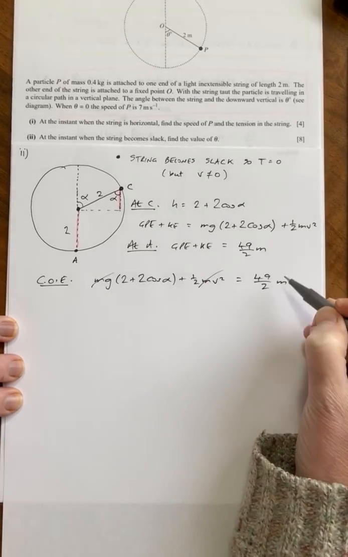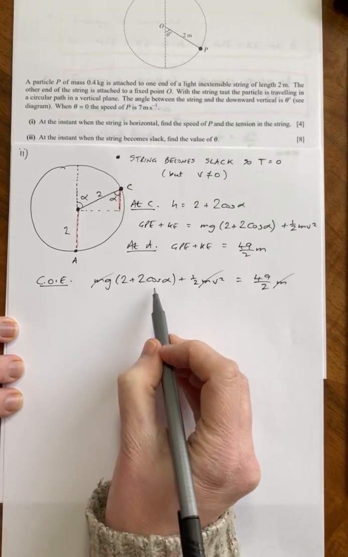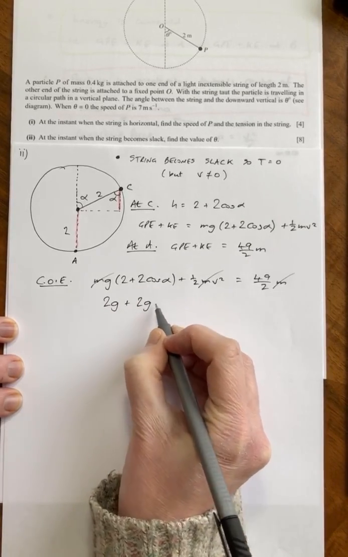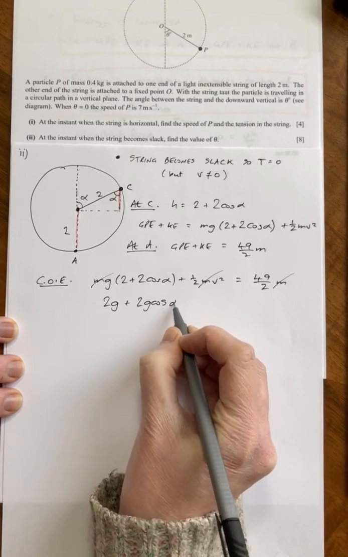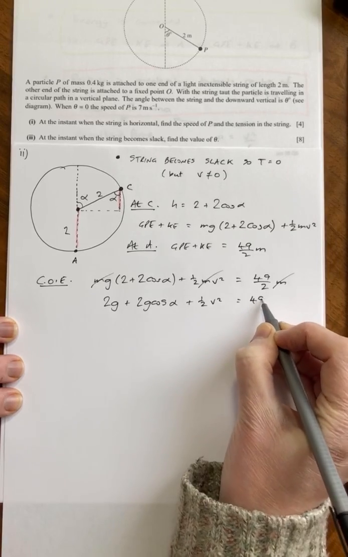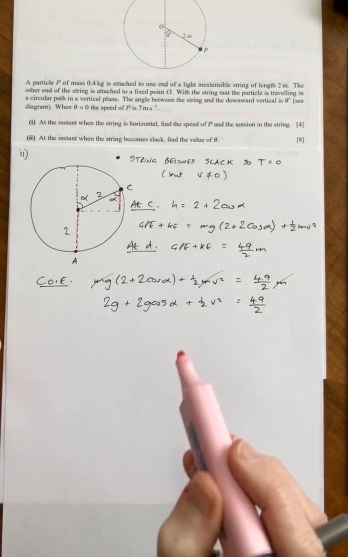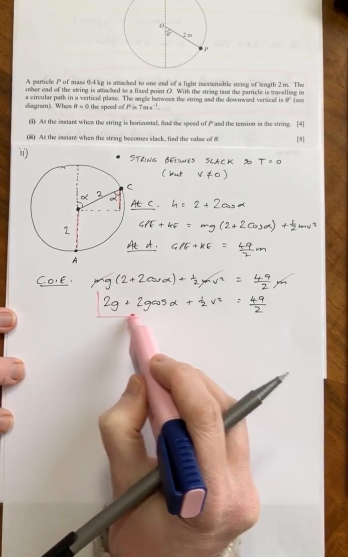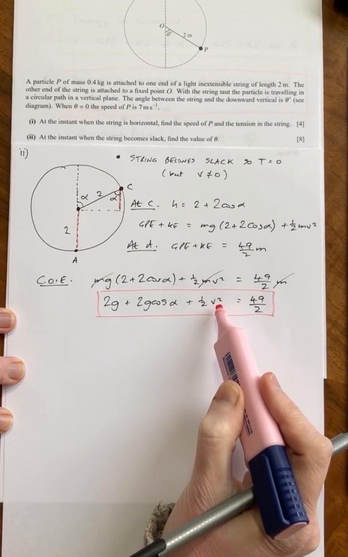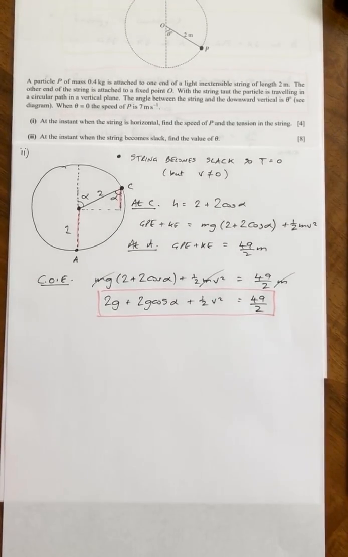The m's will cancel. And then if I just expand this bracket, I've got 2g plus 2g cos alpha plus a half v squared is equal to 49 over 2. Can't do anything else with that at the moment because, of course, there are 2 unknowns there. I don't know what alpha is and I don't know what v squared is. So we're going to have to put that to one side for the moment.